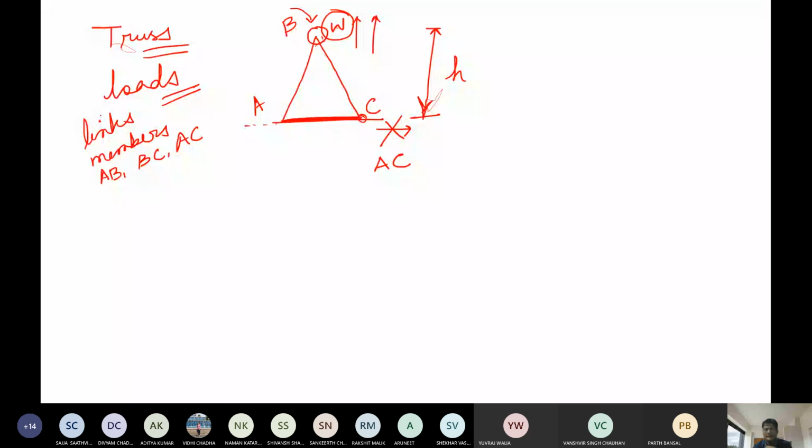So we have got three members here. These members are AB, BC, and AC. Now these members are joined at three points. One is point A, another is this joint B, another is this joint C. So here, these three members, are they able to support the weight W more or less or not? Please tell me now.